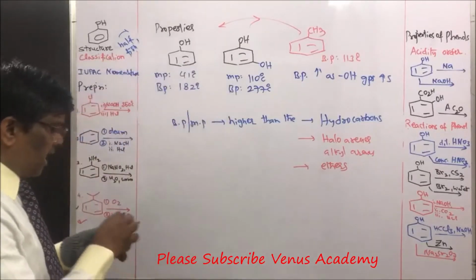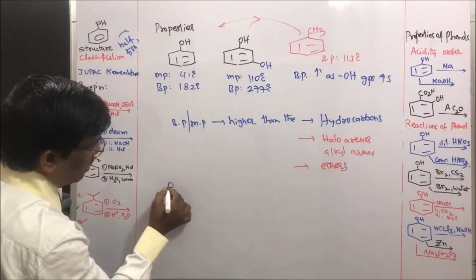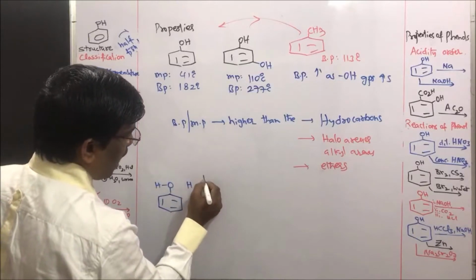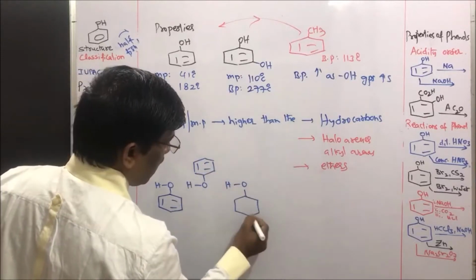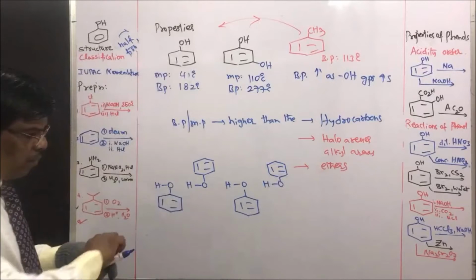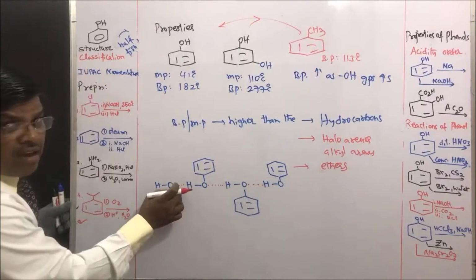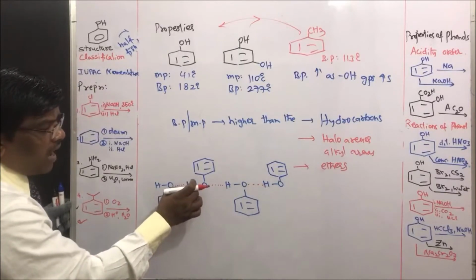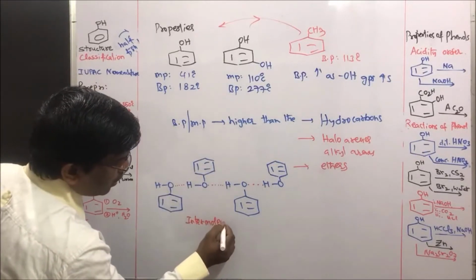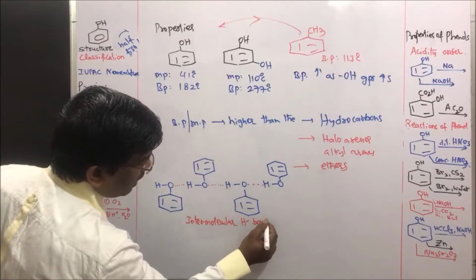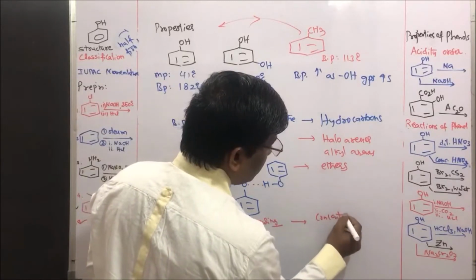Intermolecular hydrogen bonding takes place between two phenols. For example, this is one phenol and it is going to form hydrogen bonding with another phenol molecule, and this is another phenol molecule. Because of this intermolecular hydrogen bonding, the oxygen of one phenol bonds with the hydrogen of another phenol molecule. So this is intermolecular hydrogen bonding, and it is concentration dependent.